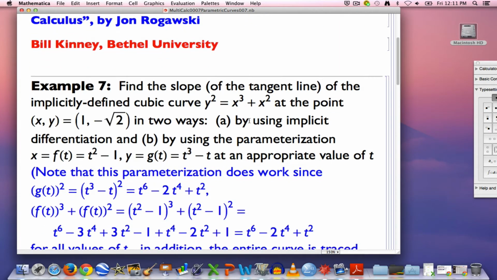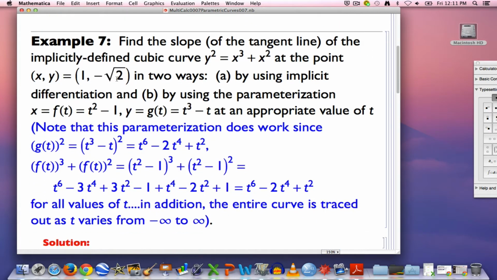So here's our example. We want to find the slope of a curve, meaning really the slope of its tangent line. This is the curve. It's a cubic curve because it's got an x cubed involved. This is actually the exact same curve that we looked at in video number 6. We're focusing on a specific point. We want to find the slope of that curve at that point in two ways. One, by using implicit differentiation. Two, by using this parametrization that I'm telling you.